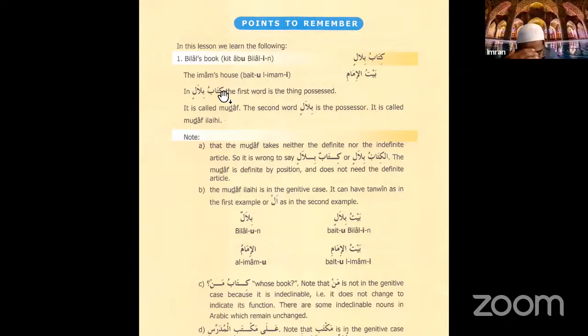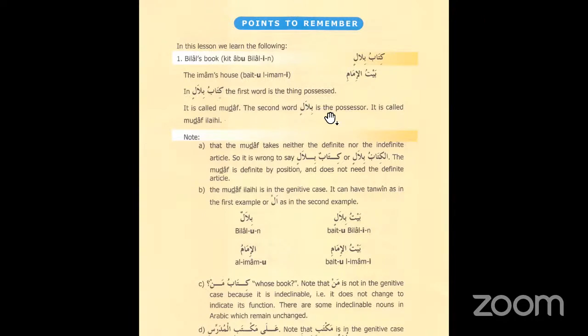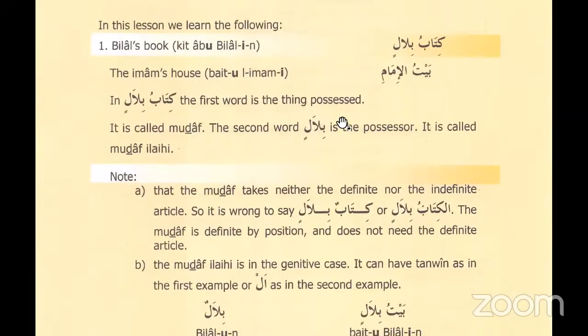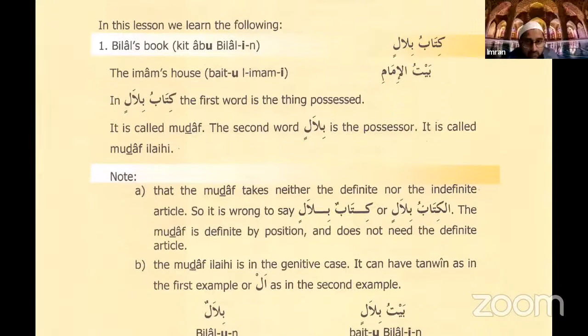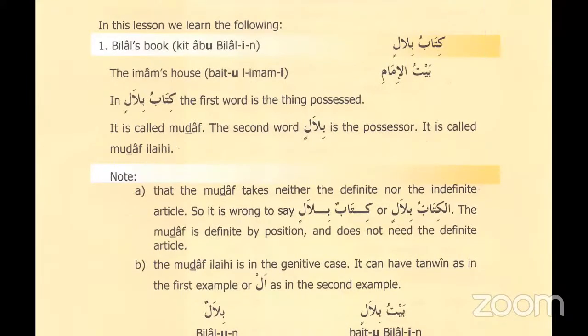Now go ahead and read. Bismillah. In this lesson, we learn the following. Bilal's book, Kitabun Bilalin. The Imam's house, Baytul Imami. Baytul Imami, correct.